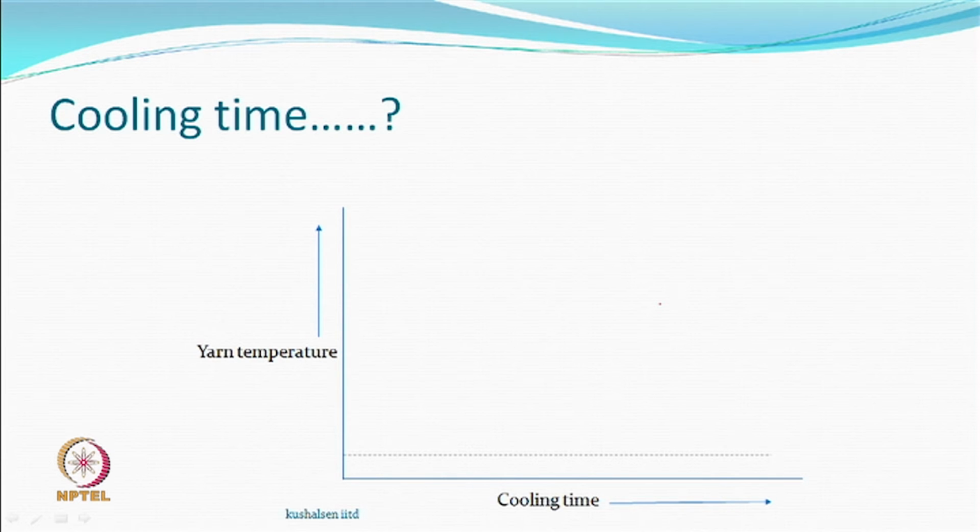Suppose this is your room temperature and you want to measure the temperature of the yarn. What kind of a curve will it be? What type of curve are we expecting? So, it will come down. This is, let us say, the temperature of the yarn as it exits, then it will keep coming down, and after room temperature, obviously there is no reason why it should go down, because that is the room temperature, no further loss.